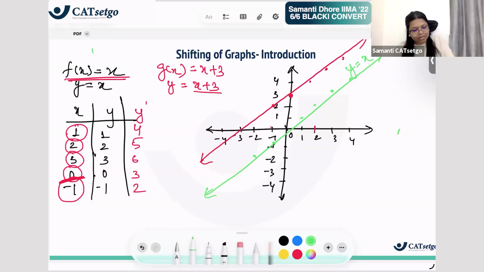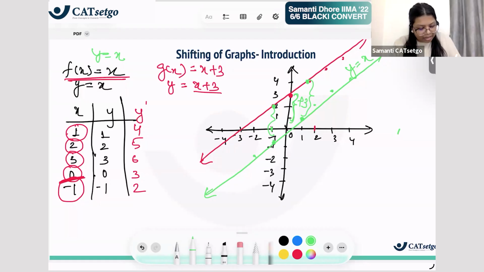जो मेरी ये line थी y is equal to x वाली, उसके just 3 points ऊपर +3 हुआ है. At every point it is +3. देखो 1 का 1 आया था और यहाँ पे 4 आया, again +3, right? यहाँ पे भी x -1 पे -1 आया था, अभी 2 आया है, again +3. So the entire graph is shifted by +3.